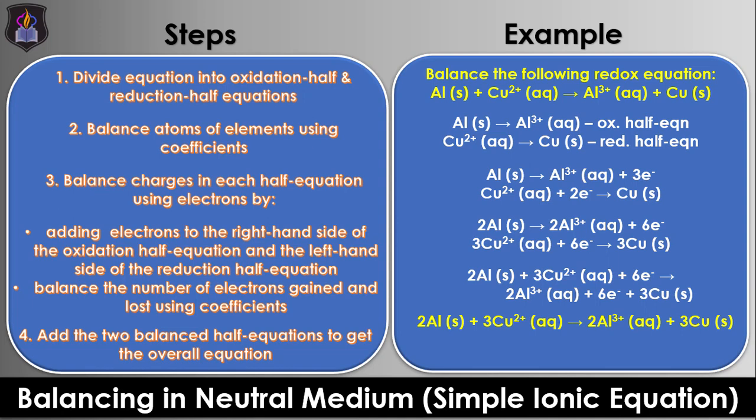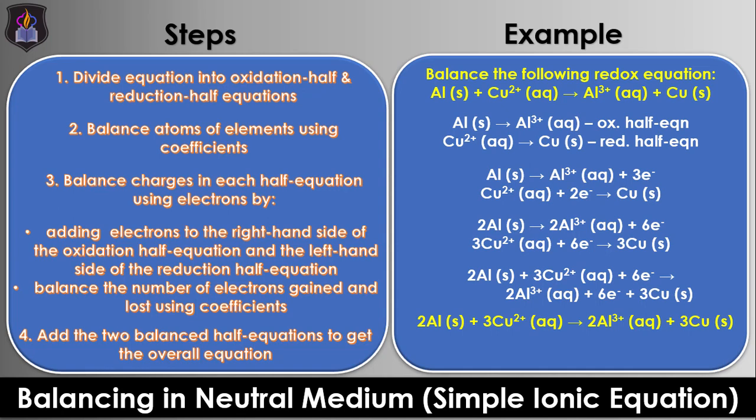Since balancing a redox equation involves balancing the atoms count and the charges, let's confirm whether our equation is balanced or not. On atoms count, the number of aluminum atoms on the left hand side and right hand side is 2. The number of copper atoms on the left hand side and right hand side is 3. Note that when taking atoms count, we don't differentiate between atoms and ions because the charges on the ions are always ignored.